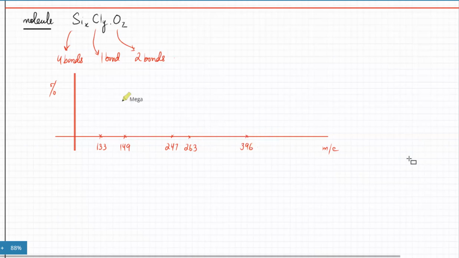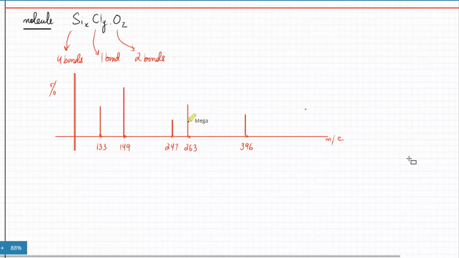And you got all sorts of detections. Now the next part: you've got to figure out what this molecule is, and you have to figure out the exact structure.